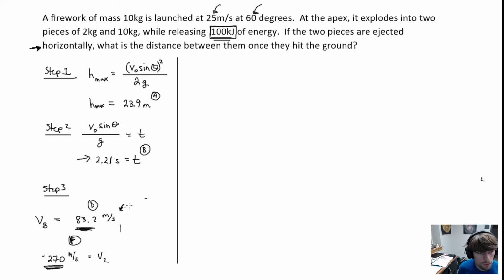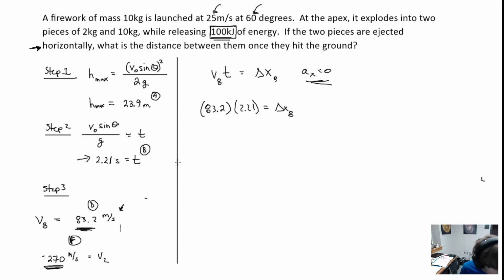Okay. We have the speed for the first one. V8 times the time will equal how far piece 8 travels. Of course, we're making the assumption the acceleration is equal to 0. So you get something like 83.2 times 2.21 equals delta x of the 8 piece. Okay? So that's alpha d times alpha b. I get 183.8 meters equals delta x 8.